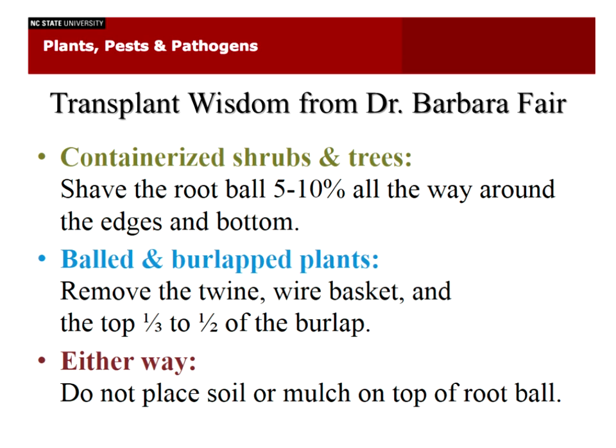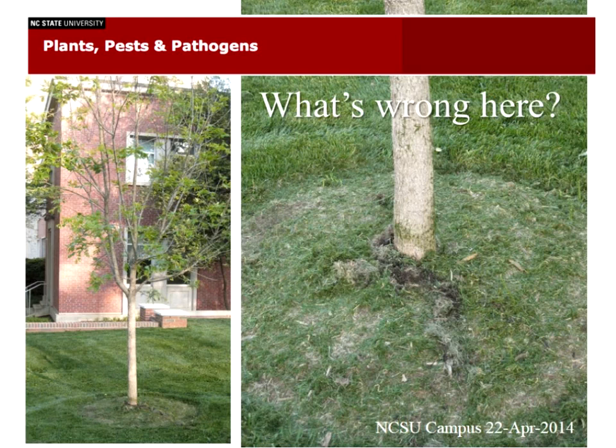For balled and burlapped plants, it's a little bit different. You want to take the twine off and the wire basket and then remove the top third to half of the burlap. Now, the twine is especially important nowadays because they're using synthetic twines that don't break down in the soil over time, so they can be a strangling issue later. Either way, the recommendation now is to not place soil or mulch on top of the root ball. And I'll show a few examples in a moment here of what not to do.